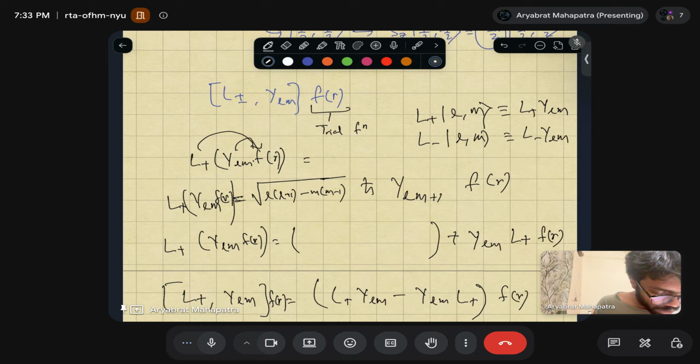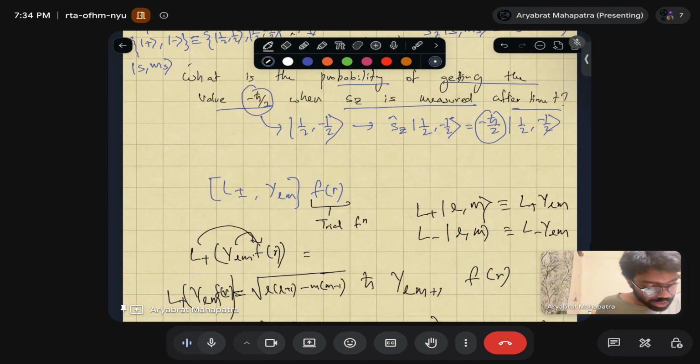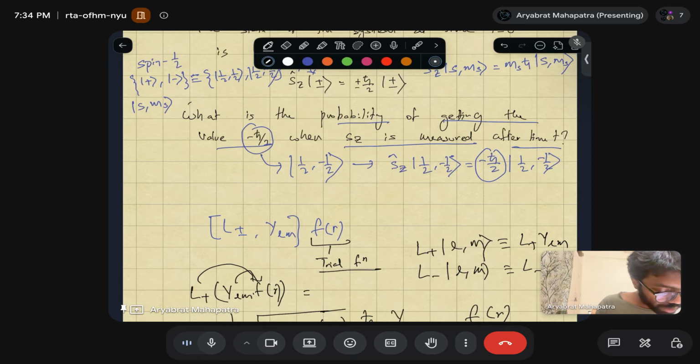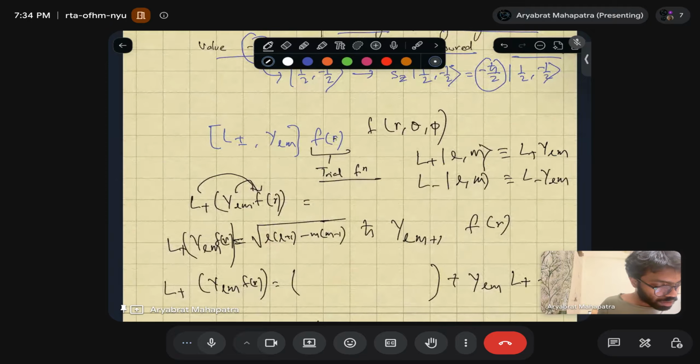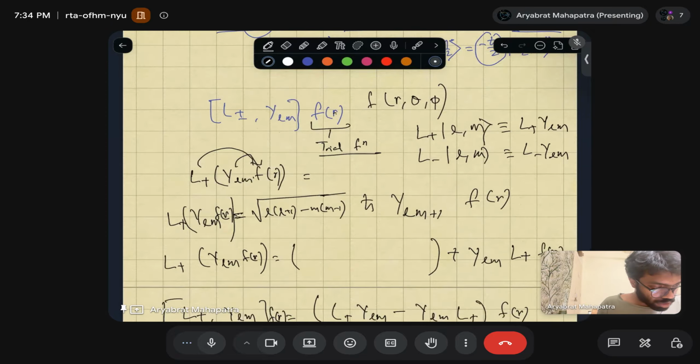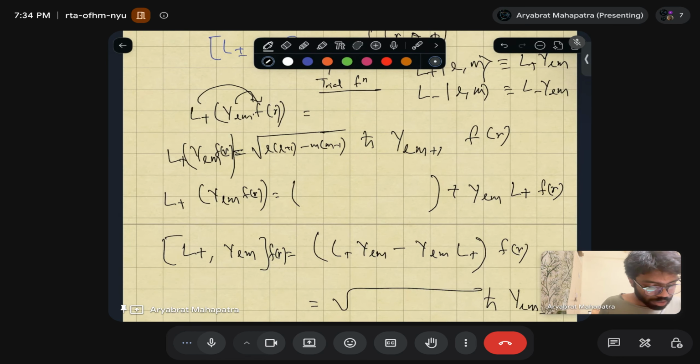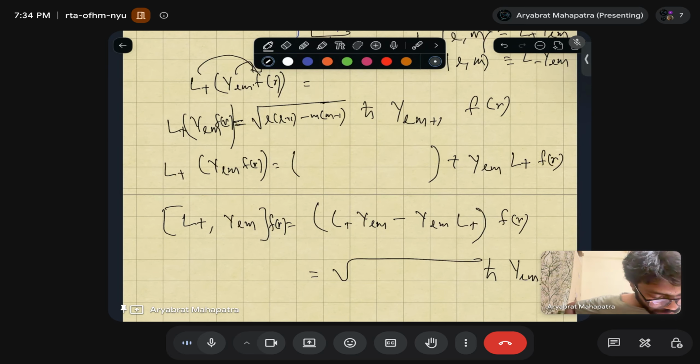It won't be f of r, I think, because I'm saying trial function, you need to have a trial function, anything, something general, f of r theta phi. Okay, so we have to consider f of r theta phi, all the coordinates, and then I have to expand the commutator and calculate term by term. It happens that you only need to know the commutation, so you only need to know this thing.